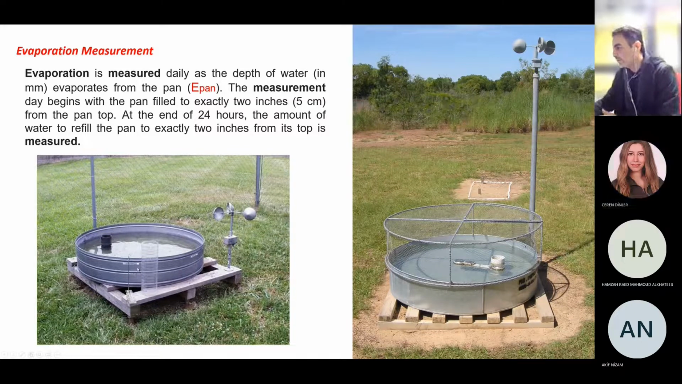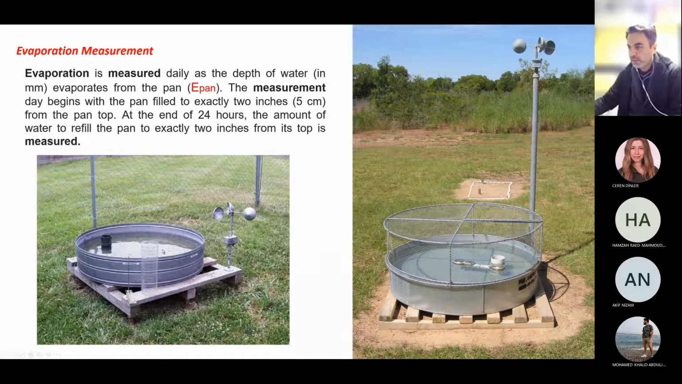Okay, let's continue with the field measurement of evaporation. In fields, commonly in meteorology stations, we use a pan like this, which is called an evaporation pan, to measure evaporation. As I told, evaporation is a factor of the solar radiation, wind, temperature, and other things.